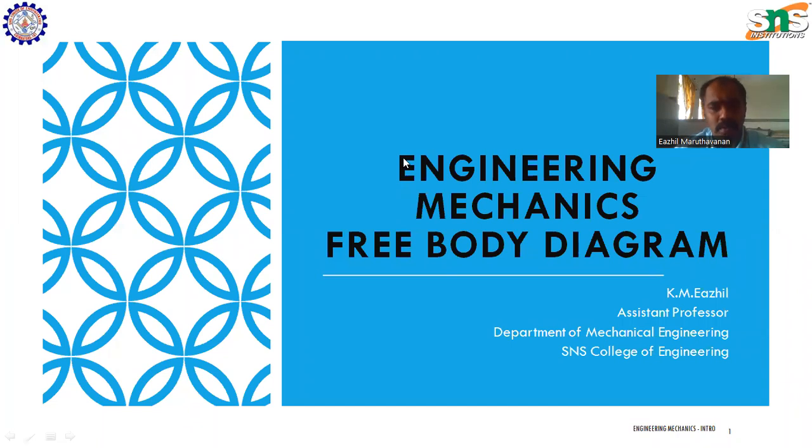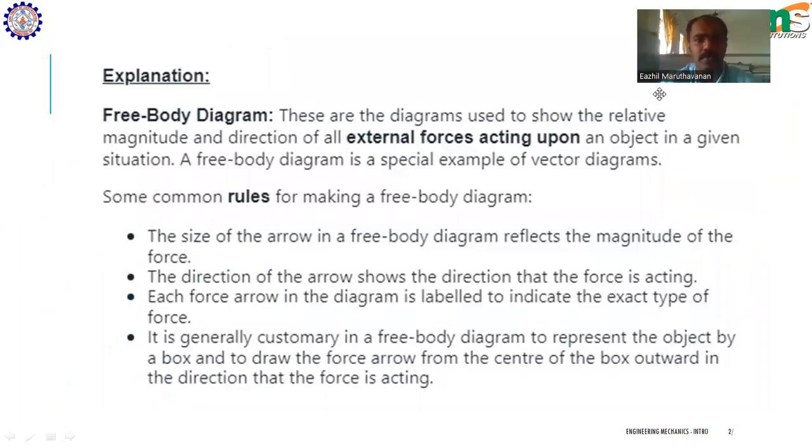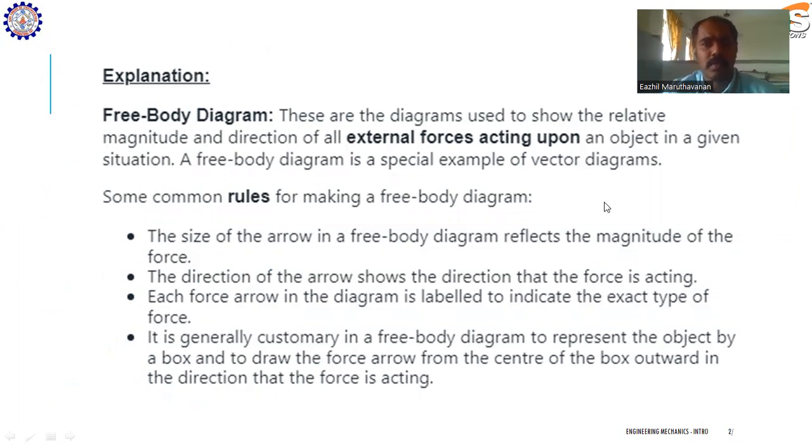Good morning. Today we're going to see the concept of free body diagram. Free body diagrams are diagrams used to show the relative magnitude and direction of all external forces acting upon an object in a given situation. A free body diagram is a special example of vector diagrams. Let us have an example here.